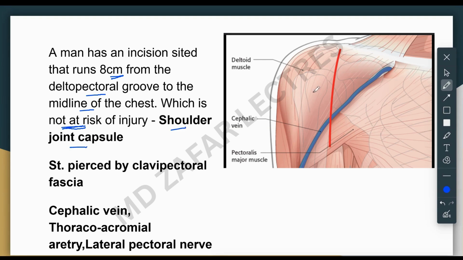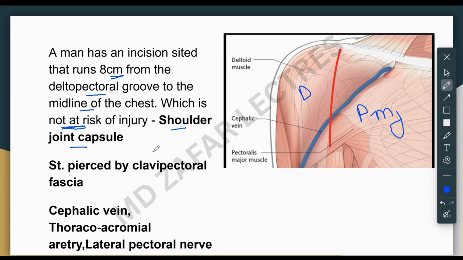As we know, the deltopectoral groove is between the deltoid and pec major. So the cephalic vein runs through this deltopectoral groove. As you could see, if there is an incision which is sited 8 cm from the deltopectoral groove, then the shoulder joint will be in the complete opposite direction of the deltopectoral groove. So it will not be at risk.